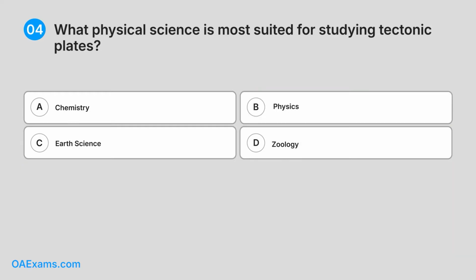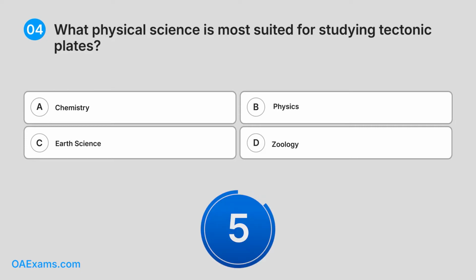4. What physical science is most suited for studying tectonic plates? A. Chemistry. B. Physics. C. Earth science. D. Zoology. What do you think is the answer?